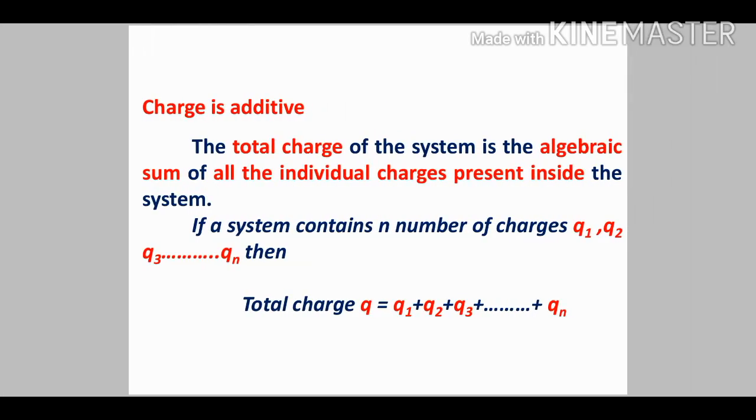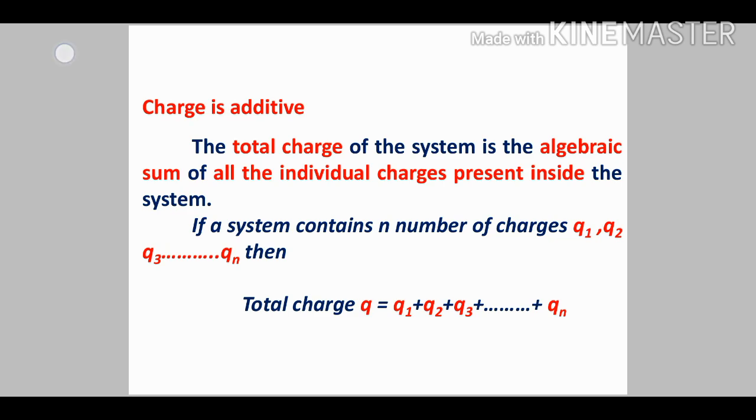Charge is additive. First we'll see the example and later we'll see the statement. If a system contains n number of charges like Q1, Q2, Q3 and so on Qn, then total charge Q is equal to Q1 plus Q2 plus Q3 plus and so on plus Qn. From this, we can say that the total charge of the system is the algebraic sum of all the individual charges present within the system.